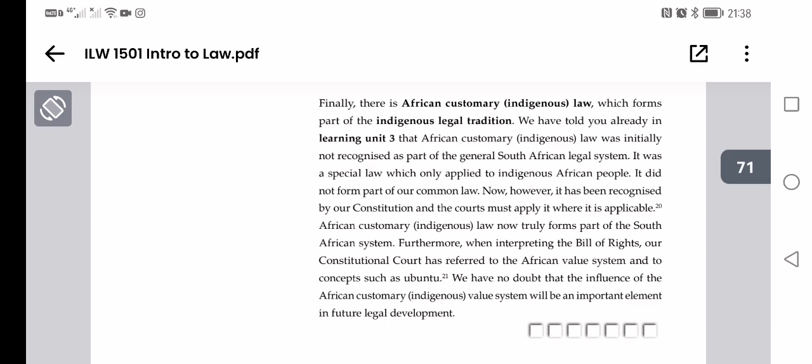Furthermore, when interpreting the Bill of Rights, our Constitutional Court has referred to the African value system and to concepts such as Ubuntu. We have no doubt that the influence of the African customary or indigenous value system will be an important element in future legal development.